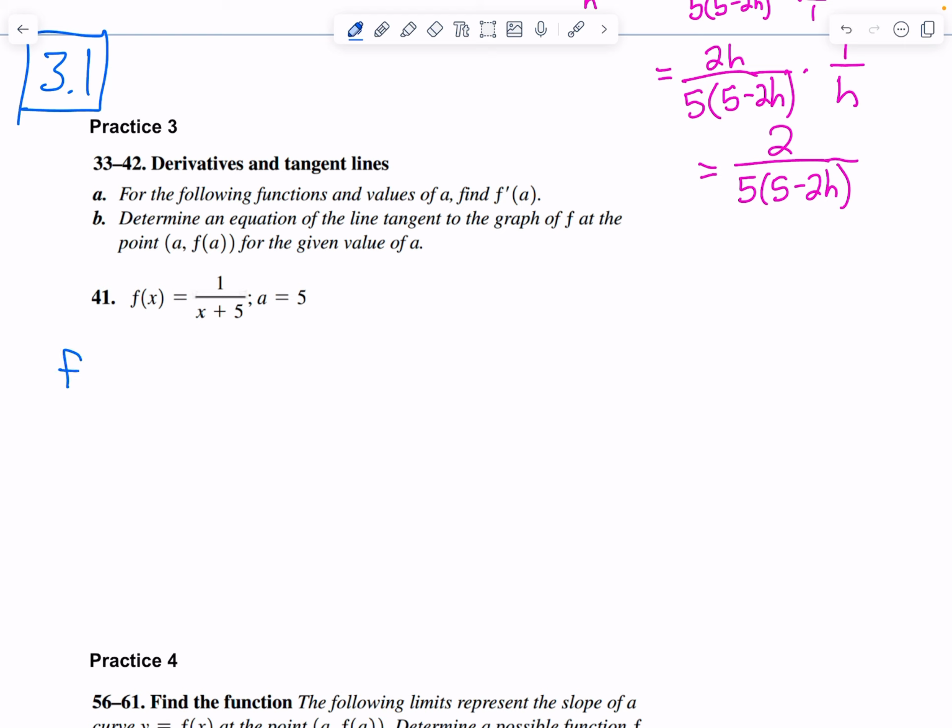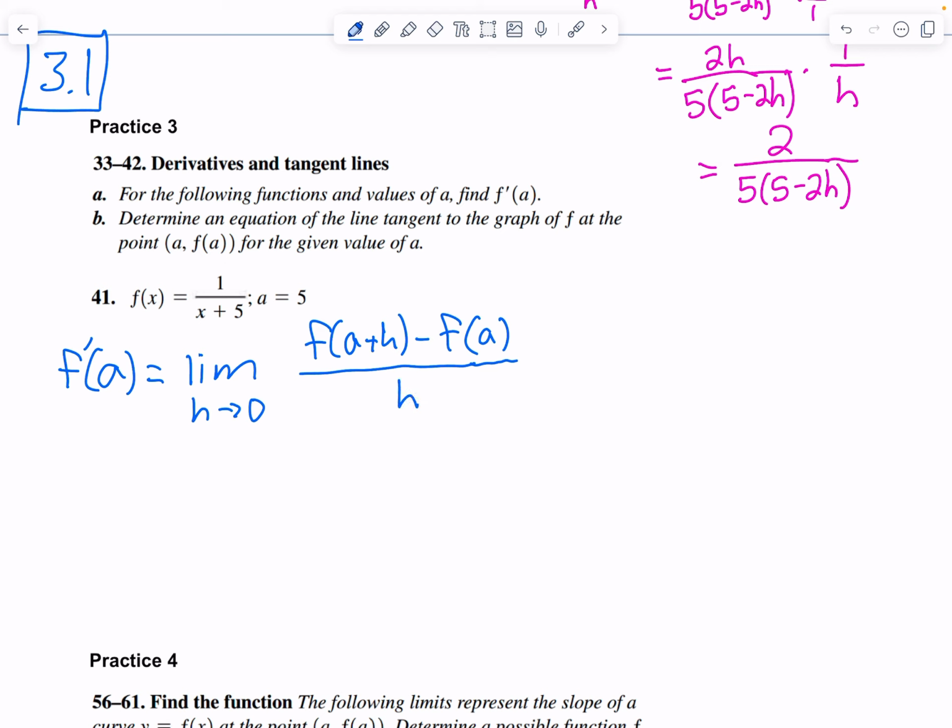The definition in this section was, if I wanted to find f prime of a, then that would be the limit as h approaches 0 of f of a plus h minus f of a, that's our change in y, remember that's our slope, over h, which would be our change in x. So that would be our definition. So we just have to plug this in.